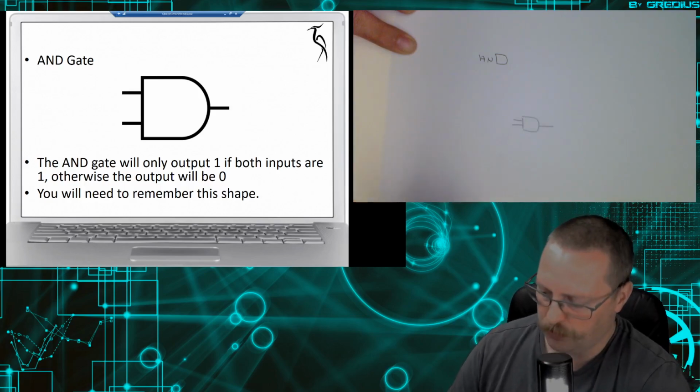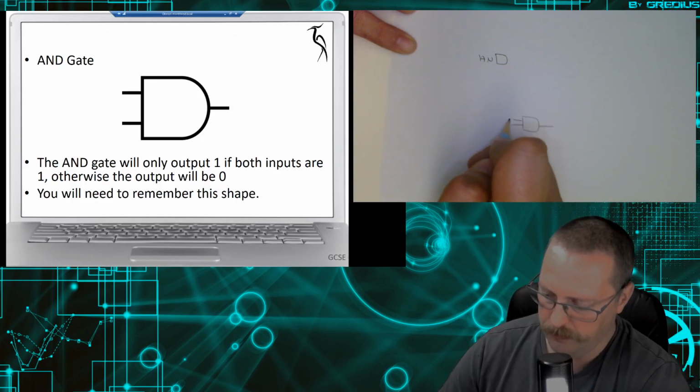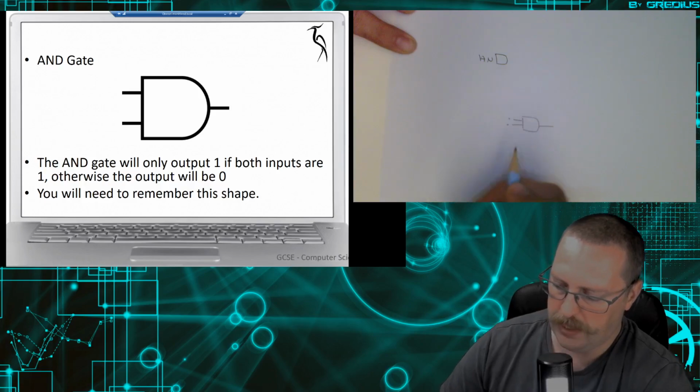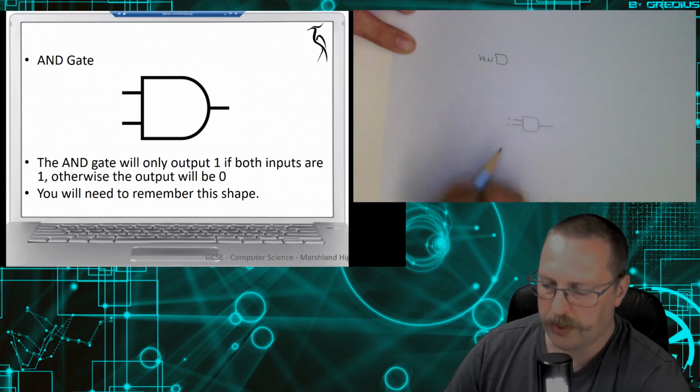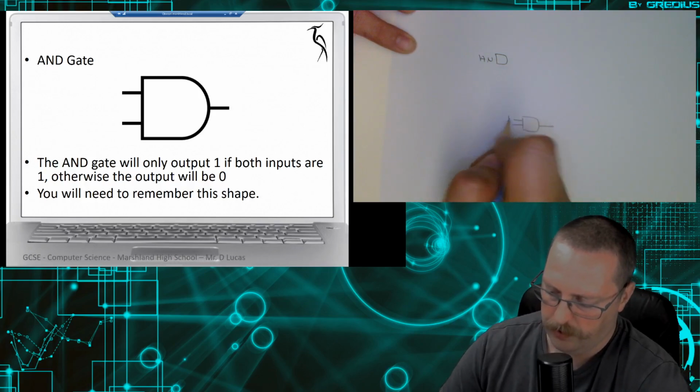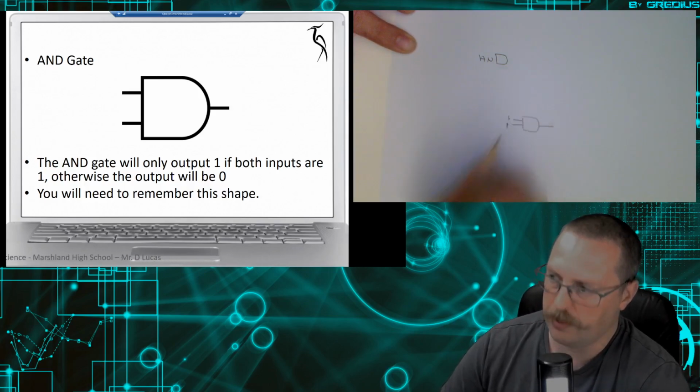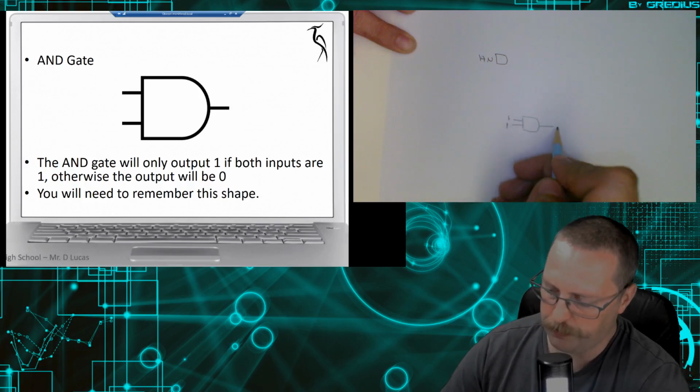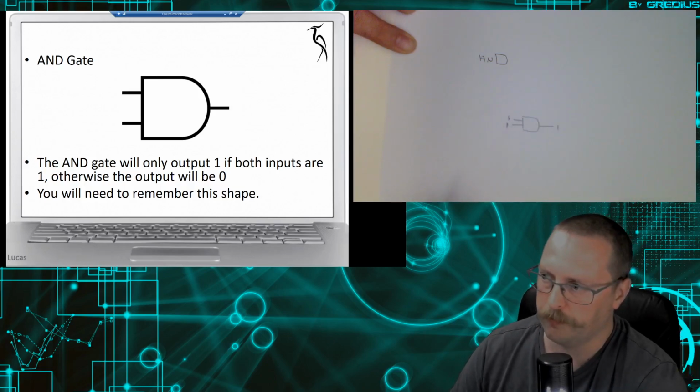Now for an AND gate to work, this input here and this input here both have to be on. Now we can represent on as a 1. So this input's now on and this input is now on, which means the output will be on.